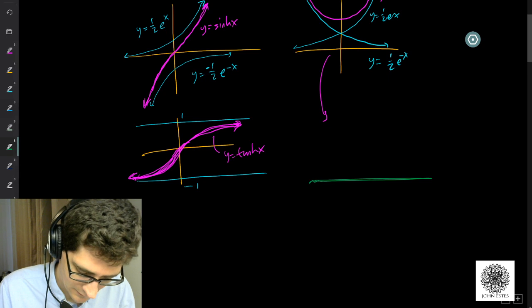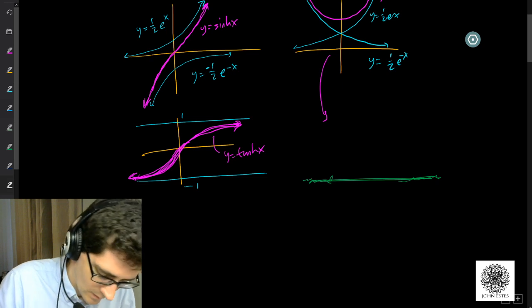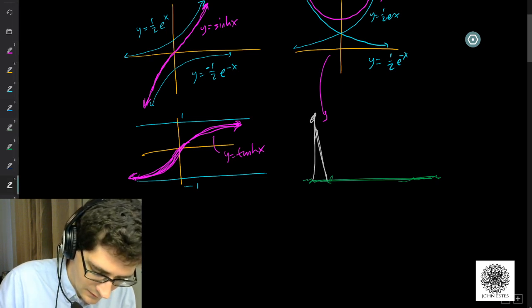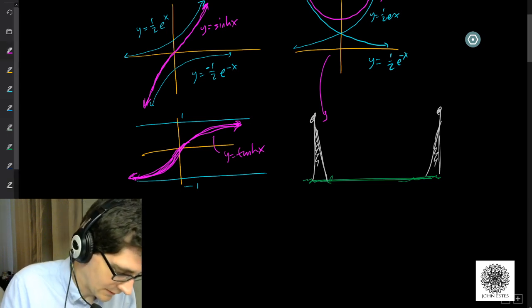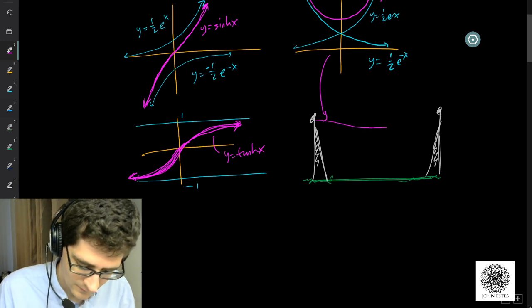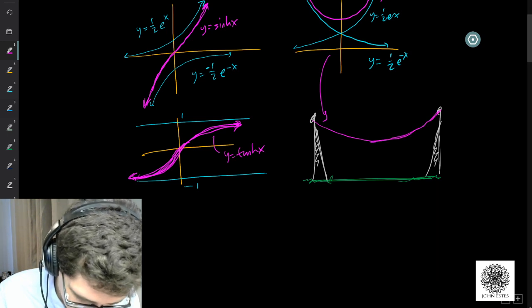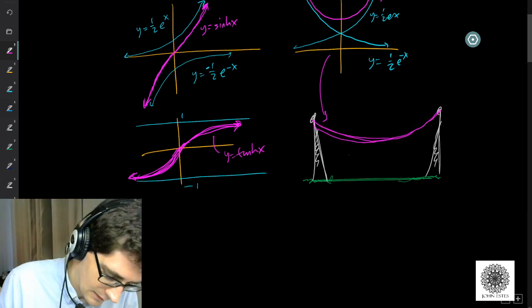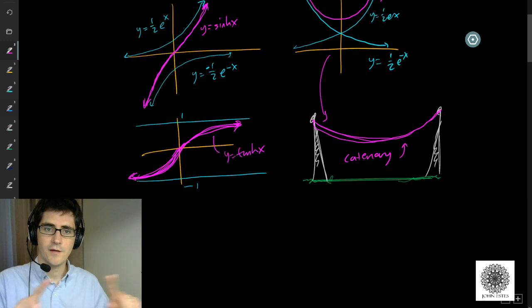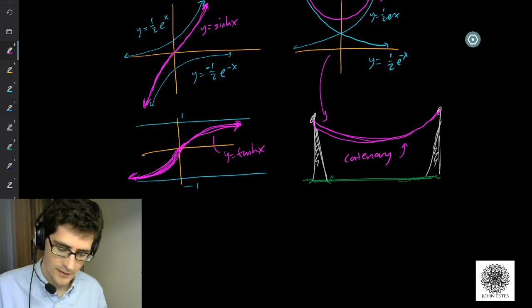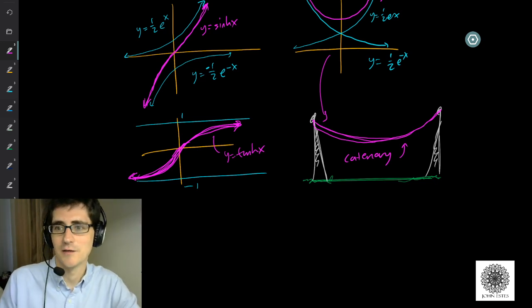Let's get some grass. And then we have some sort of pole, or we can do an antenna. Something like that. And then we have this cable, kind of, that's not a very good picture. Let me try again. You have a cable dangling, and it goes up like this. We call this a catenary, that dangling cable structure, and it is modeled by cosh, hyperbolic cosine.